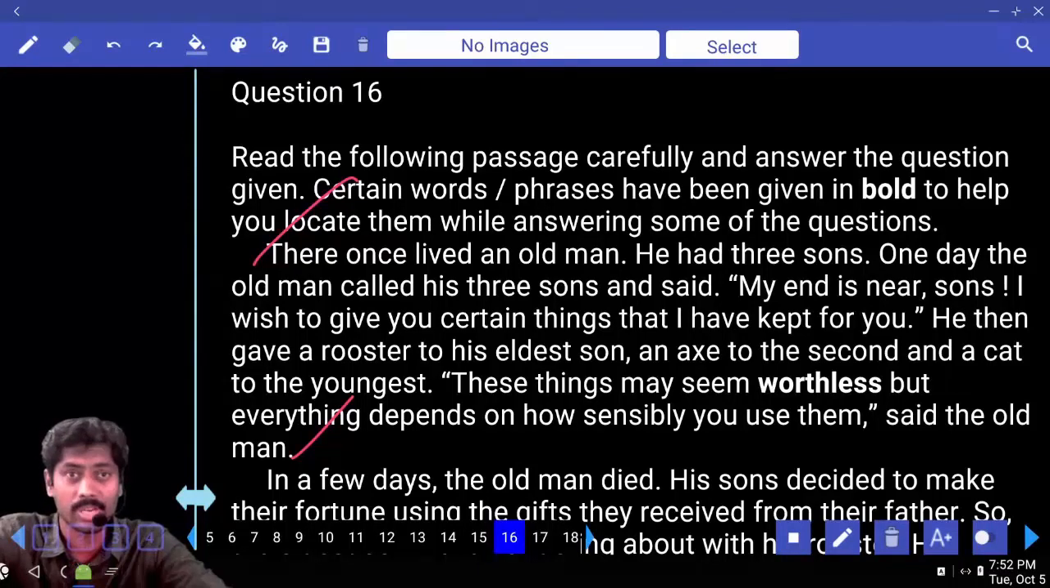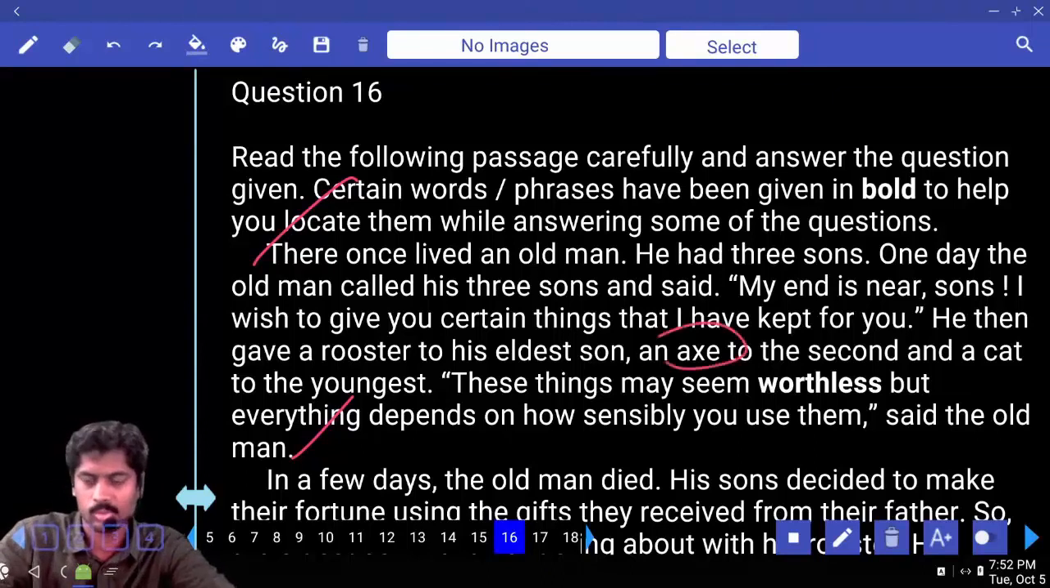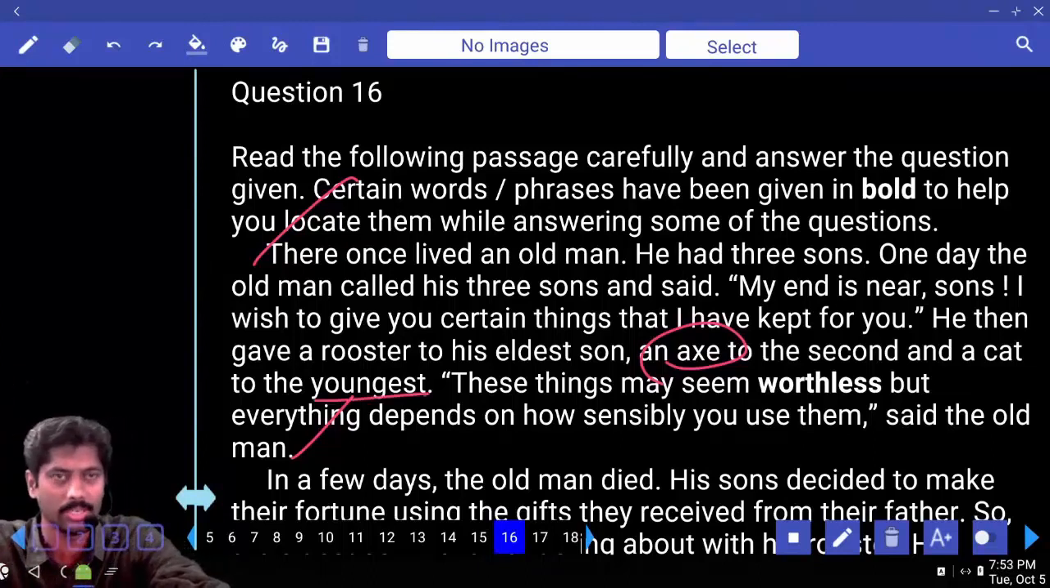I wish to give you certain things. So I am about to die. I want to give property to you, 3 sons. I wish to give you certain things that I have kept for you. For you only I saved those things. He then gave a rooster. Rooster is nothing but a kind of hen. He gave a rooster to the eldest son, and an axe. Axe means it is used for cutting the wood. Axe to the second son, and a cat to the youngest son. So 3 sons got 3 different gifts. One is rooster, second one axe, third one cat.